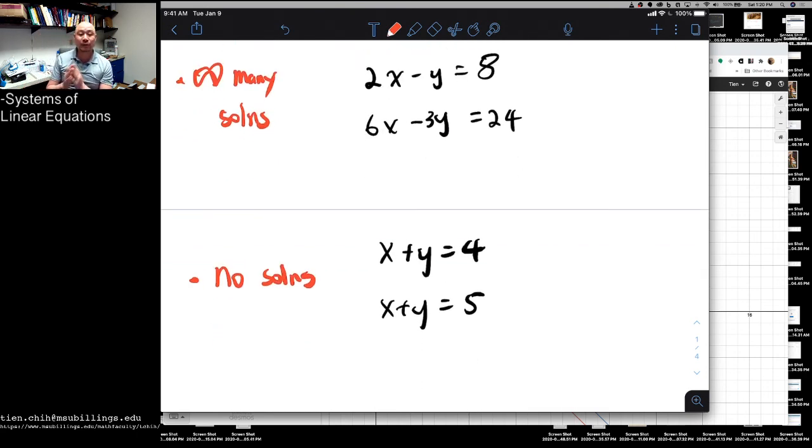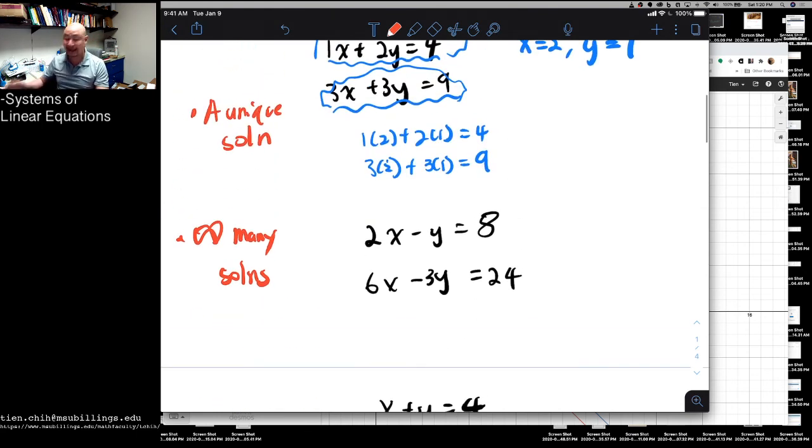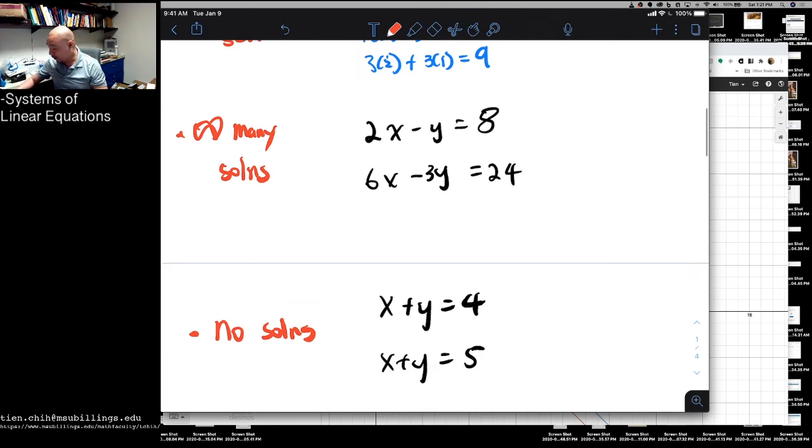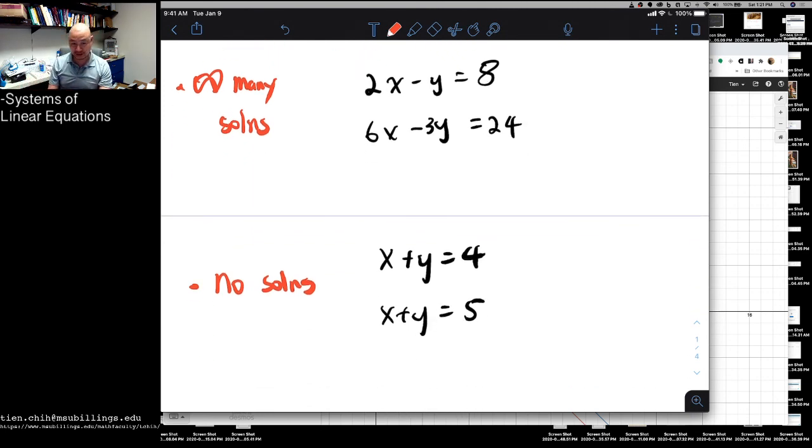So what we have here are the three possible scenarios. We can either find a unique solution to our system, or there are infinitely many solutions to our system, or there aren't any solutions to our system.